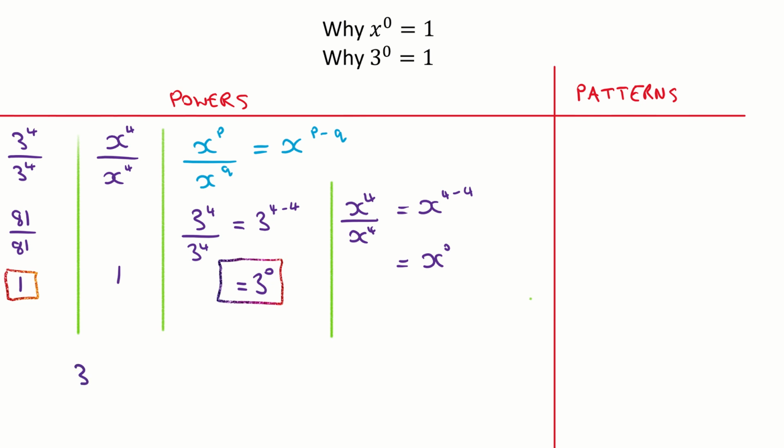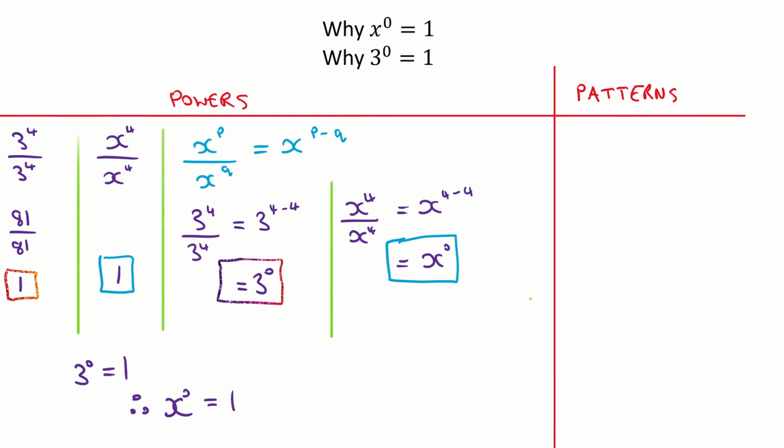So we now know that 3 to the power of 0 is equal to 1. We also have it that x to the power of 4 divided by x to the power of 4 is the same as x to the power of 0. So let's make a further conclusion. Therefore, x to the power of 0, or any number to the power of 0, is also equal to 1. So that's why x to the power of 0 is equal to 1.